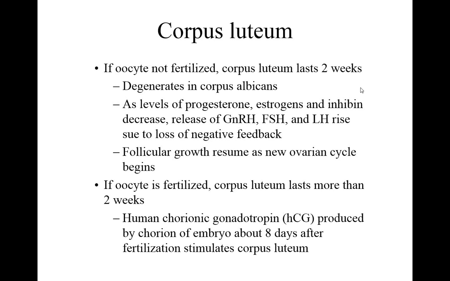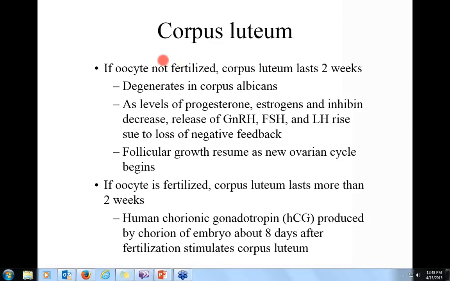Let's talk a little bit more about the corpus luteum. It's very important. Again, this is the aftermath of the follicles. If the oocyte's not fertilized, the corpus luteum will last for 2 weeks, and it becomes a corpus albicans, which means white body. Well, albicans means white, corpus means body. Okay, and then if the corpus albicans forms, then your hypothalamus and anterior pituitary begin making their hormones.